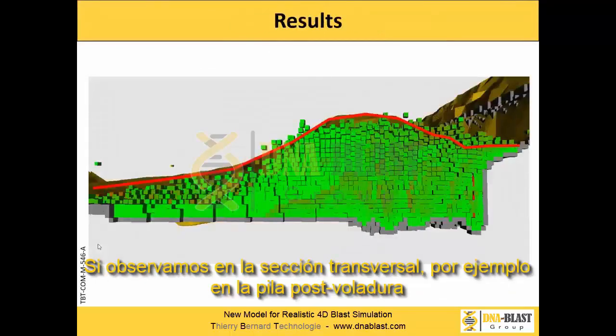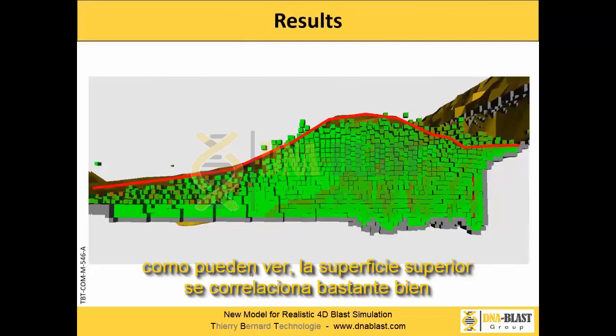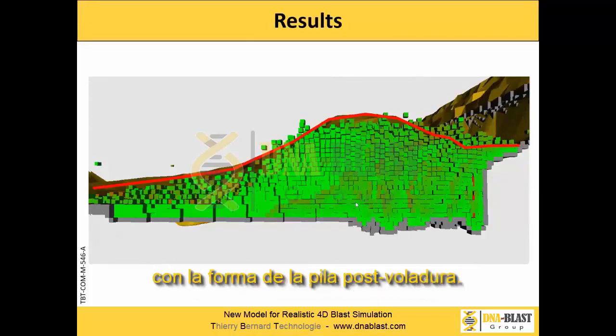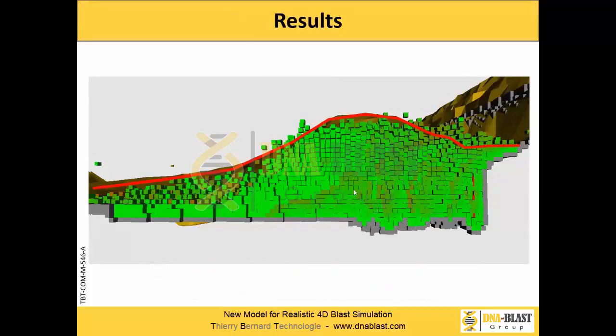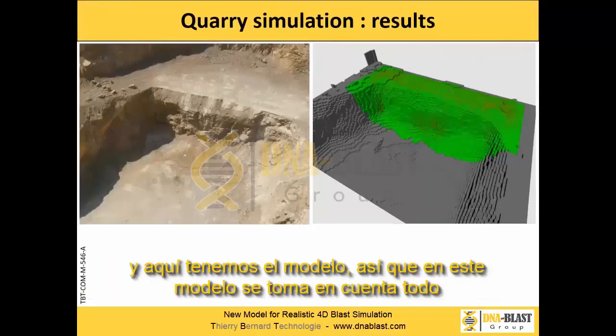If you look at the cross-section, for example, of the muck pile, we've got a fairly good matching, so you can see that the top surface matches quite well the muck pile shape. This is another example. This is a quarry simulation where you've got here the quarry blast, and here we've got the model.